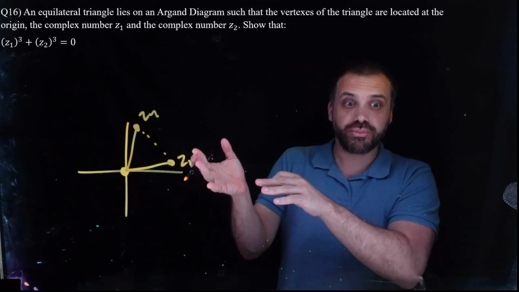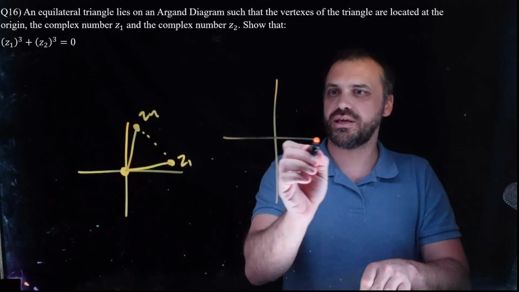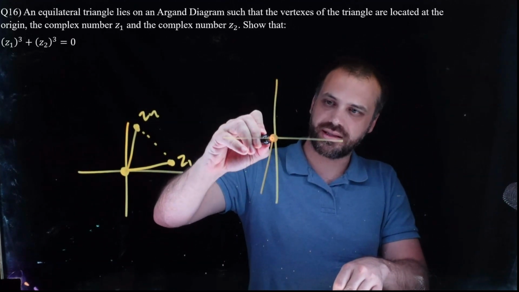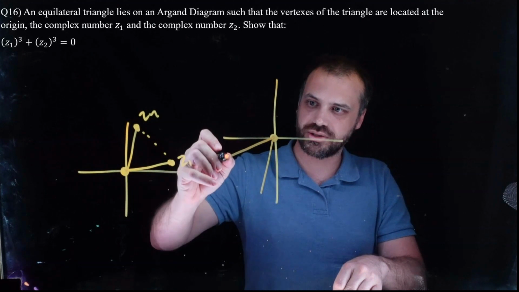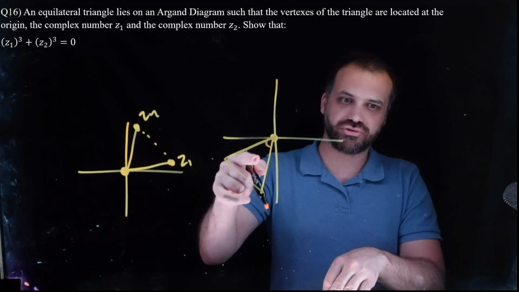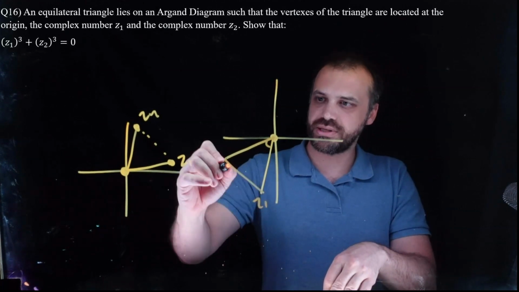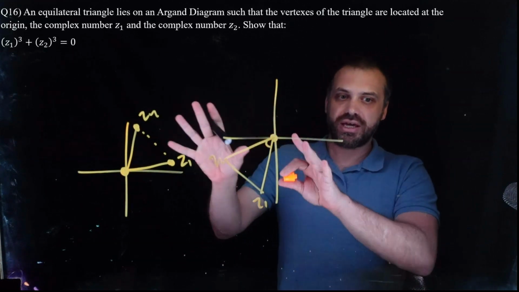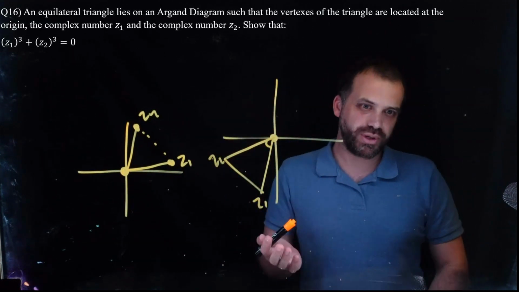It could also not be that picture, right? It could be like origin, something there, and then a 60-degree angle between the two. I keep saying 60-degree angle because it's an equilateral triangle. Alright, so that might be Z1, that might be Z2. Or that might be Z1 and that might be Z2. But there's our basic understanding of what the question is.